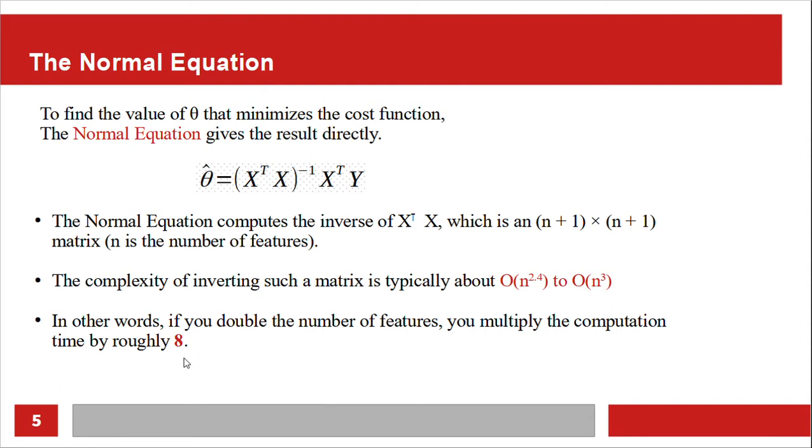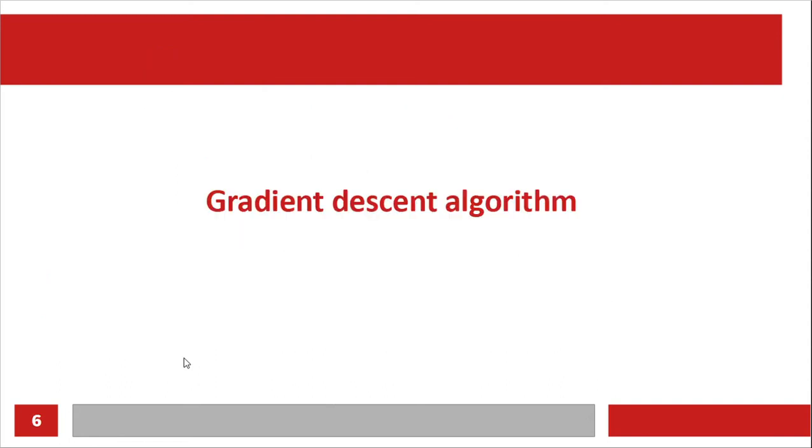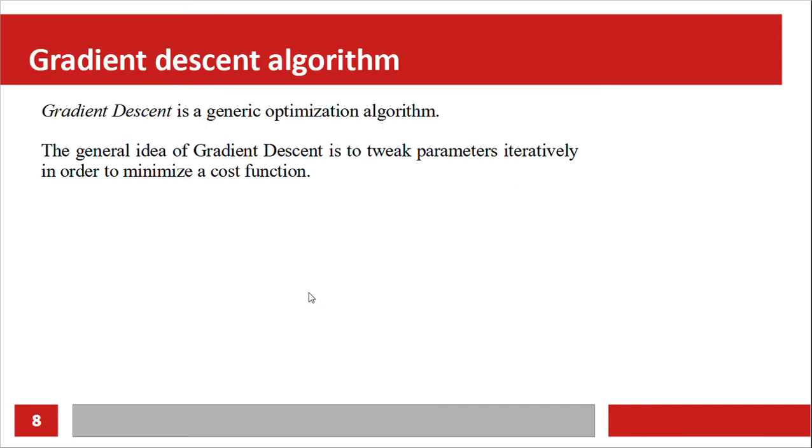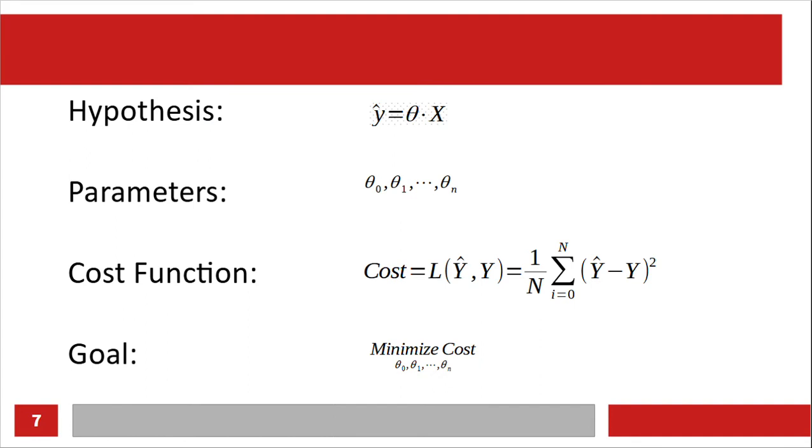So is there any solution to do it? Of course: the gradient descent algorithm. Gradient descent is a generic optimization algorithm. The basic idea, or the main idea, of gradient descent is to change these parameters in order to minimize the cost.